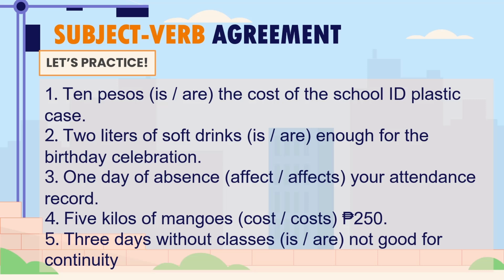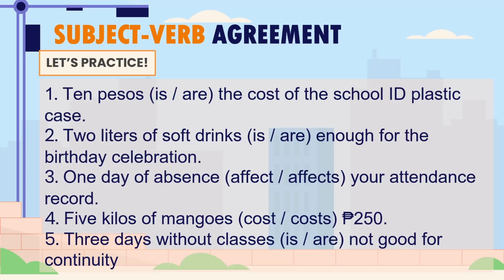Okay, for number 1, 10 pesos is or are the cost of the school ID plastic case. What's your answer? Since we're talking about measurement, or a value, we take a singular verb, is. Number 2, 2 liters of soft drinks is or are enough for the birthday celebration. So our focus here is the measurement, 2 liters. That's why it is.